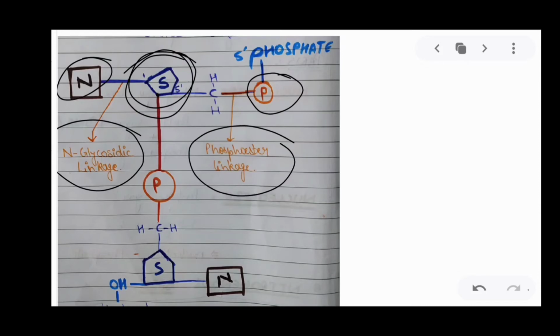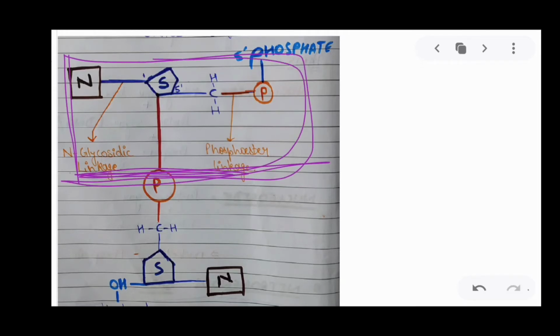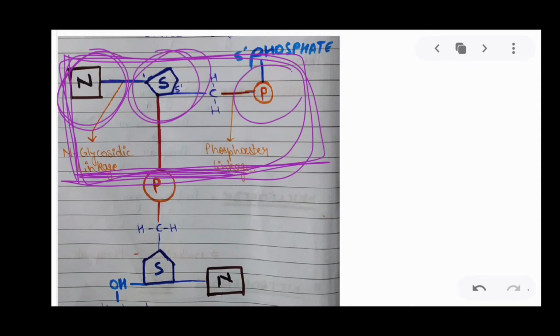Then one more thing. This whole thing that we're seeing now has 3 components. This is the nucleotide. That is the nitrogenous base, the pentose sugar, and the phosphate group. The 3 components combine together to form the nucleotide.